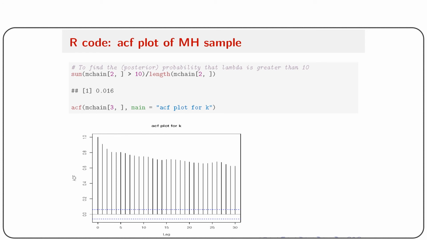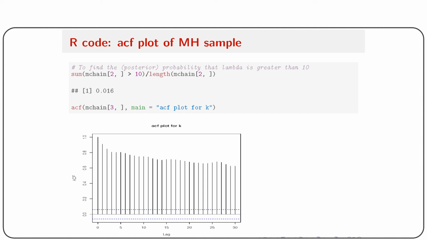For the MH diagnostics, we look at m chain third column, because only k comes from the MH algorithm. The rest are Gibbs updates, so there is nothing to worry about regarding dependency for the Gibbs updates; the MH is our main concern. To find the probability that lambda is greater than 10, you can use this. To see whether the sample from k is dependent or independent, you can do the ACF plot and see whether the autocorrelation values die very rapidly or not using the ACF function.